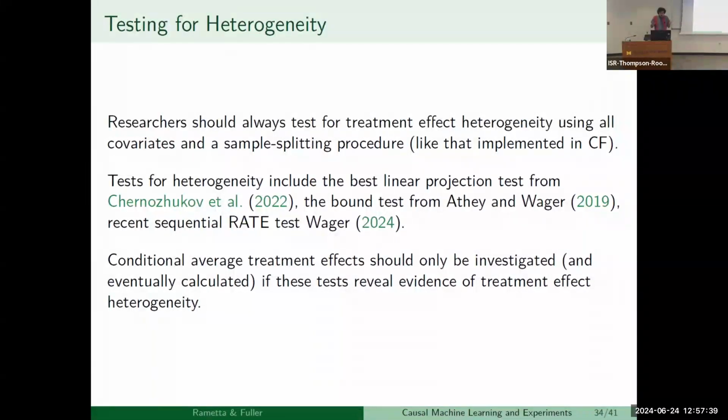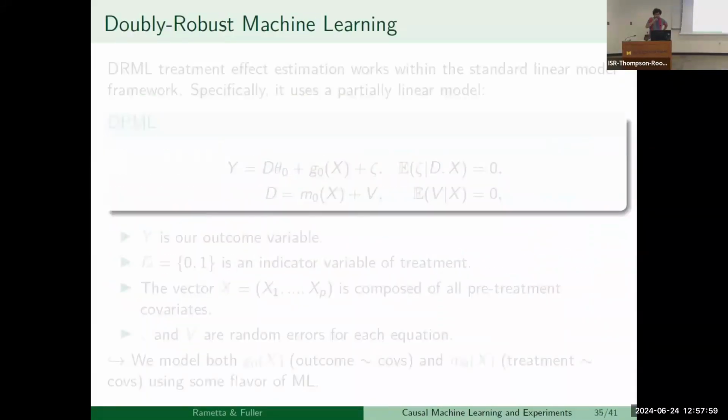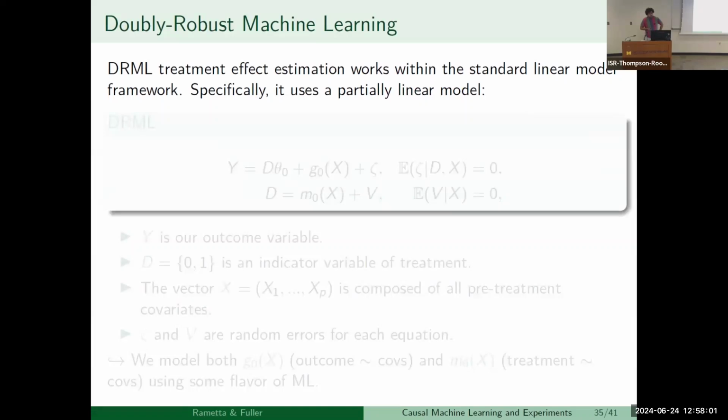Generally speaking, conditional average treatment effects should only be investigated if there's evidence of heterogeneity in the first place. So if these tests say yes, there's heterogeneity in your data using all of the covariates, and then you explore using variable importance to see which variables are leading to that heterogeneity, only then should you actually be exploring these conditional average treatment effects. And let's just talk really quick about doubly robust machine learning.